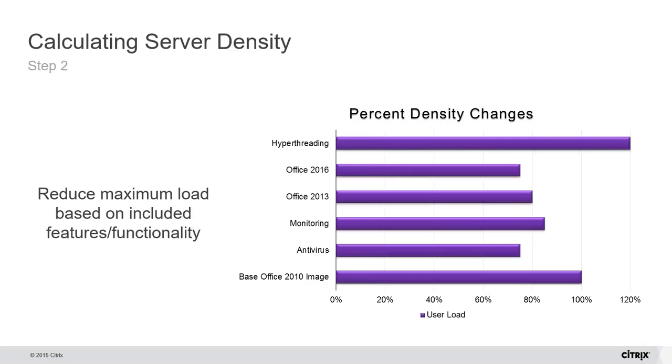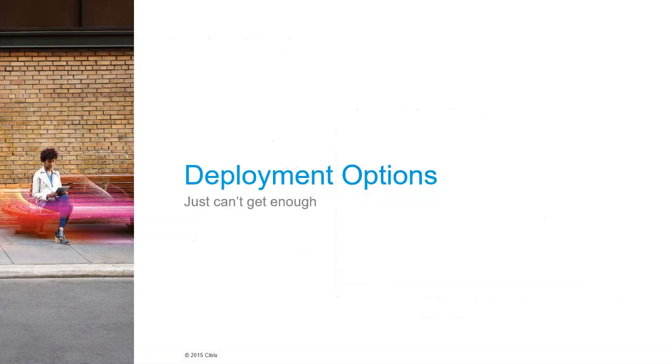If you had antivirus, you basically have to drop 25%. If you had active monitoring, you drop 15%. Office 2013 would drop 20%. 2016 would drop 25%. But hyperthreading is going to add 20%. So you can take all these percentages to help nail down what your actual server density is going to be. We've used this quite a few times, and you actually get pretty close. You'll be amazed at how close you end up getting to the actual number for your implementations.